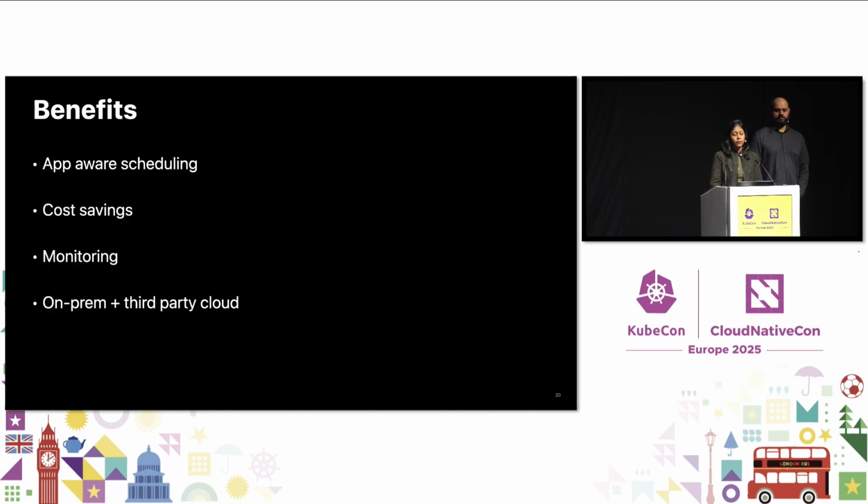So with this approach, we gain many benefits. One is with Unicorn, we now have application level aware scheduling. We have achieved significant cost saving through our better resource utilization. We have comprehensive monitoring capabilities, and now this solution works both on on-prem and a third-party cloud, giving us more flexibility.